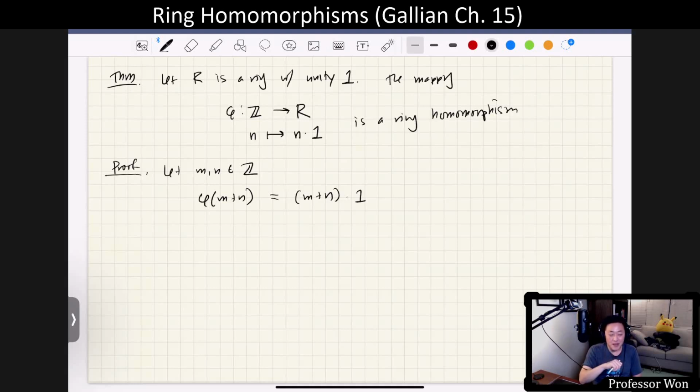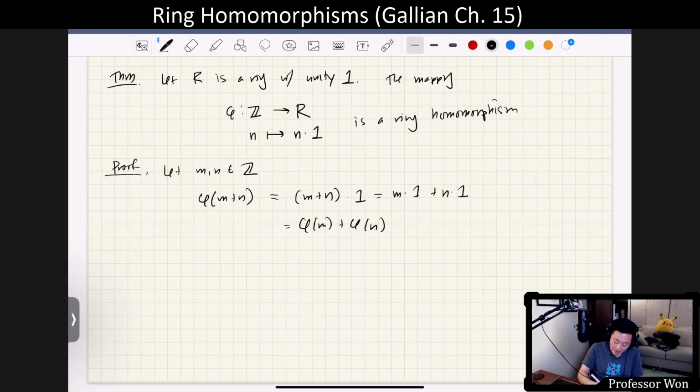Okay, so there's kind of 4 cases here: m and n both positive, m and n both negative, and then one each being positive and negative. But this basically just means add 1 to itself m plus n times. But that's the same thing as saying add 1 to itself m times, and then add 1 to itself n times, and add them together, right? I think this probably also follows from a problem set problem, but this is just m dot 1 plus n dot 1, and that is phi of m plus phi of n.